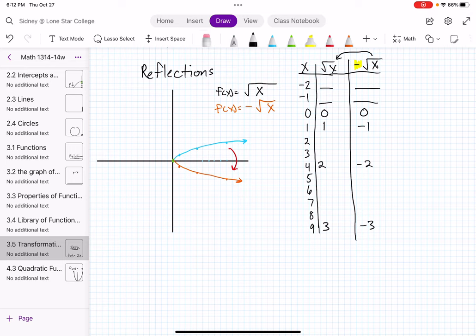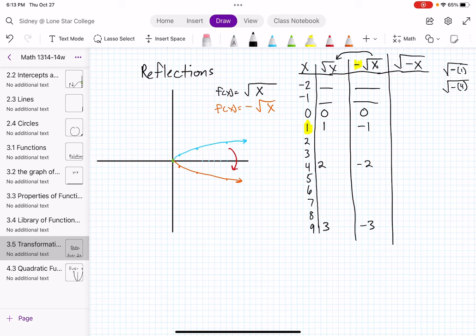So I'm going to add one more column on this table, and we're going to do this right here. What happens when you put that negative sign inside the square root? Now, we cannot take the square root of a negative number. So if x equals 1 right here, this would turn out to be the square root of -1. And we can't do that. And we can't do the square root of the negative of 4, because that'd be the square root of -4, which is not a real number.